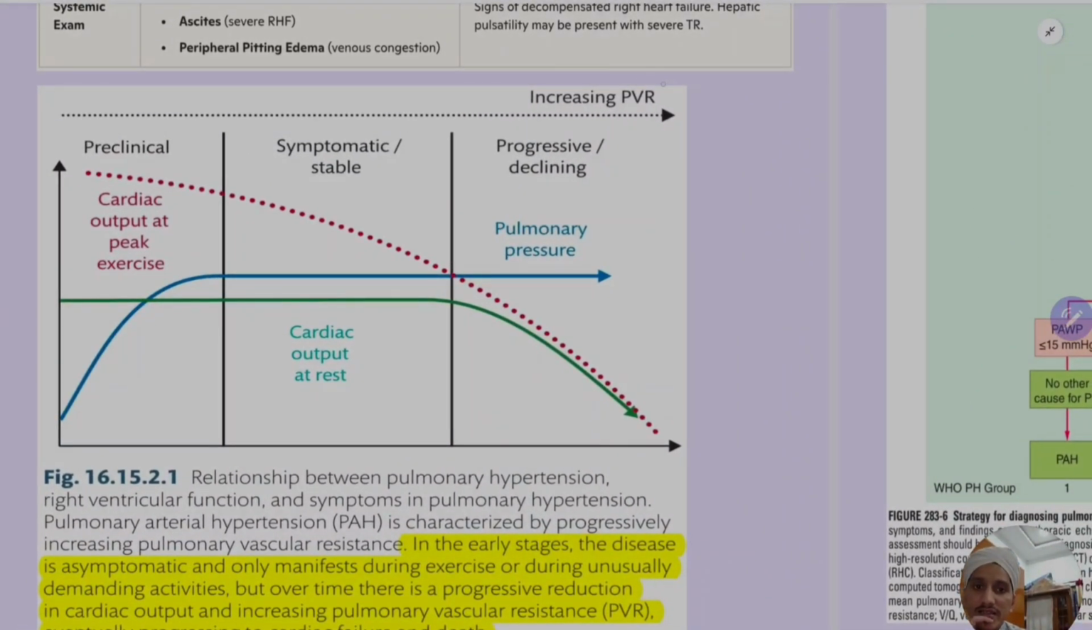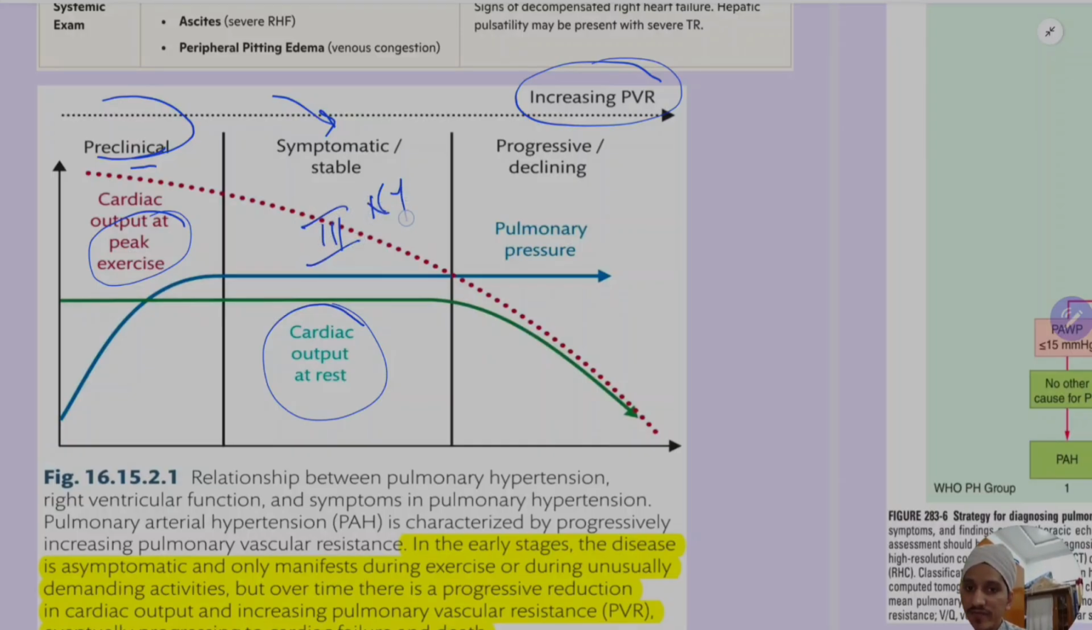So this is increasing pulmonary vascular resistance, and these are the symptoms of the patient. In the preclinical stage, meaning when the patient is not having symptoms, the cardiac output will decrease at peak exercise. The patient will not have symptoms until he exercises at peak. Then a stage will come where the patient will be symptomatic at rest, or symptomatic at less than ordinary activity, as stage 3 of NYHA.